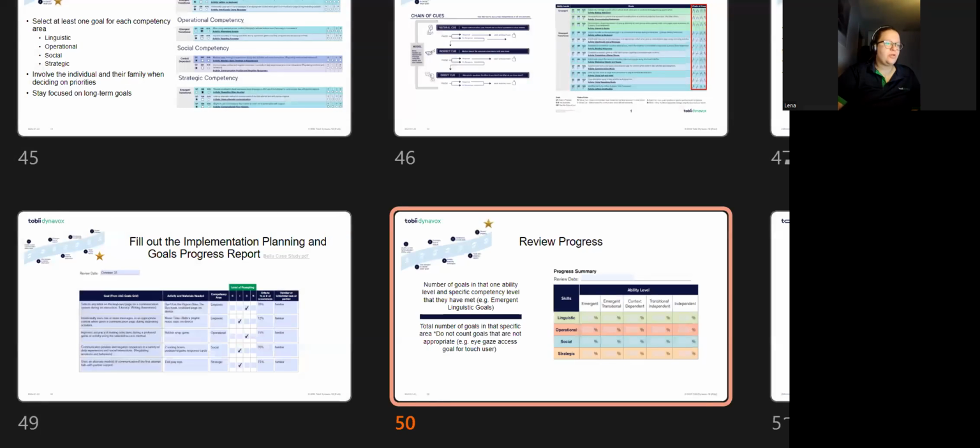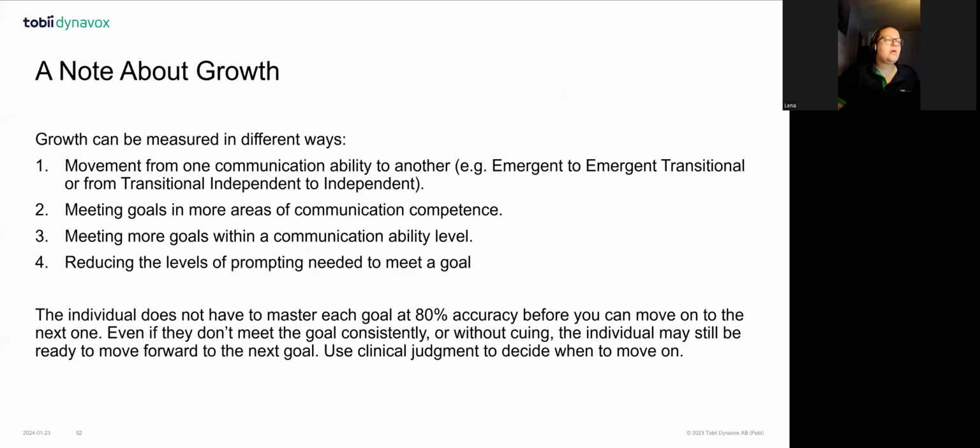Okay, I see we're moving towards the time. And I would like to add a bit about the growth and about the development. I want to stress that it can be done in different ways.